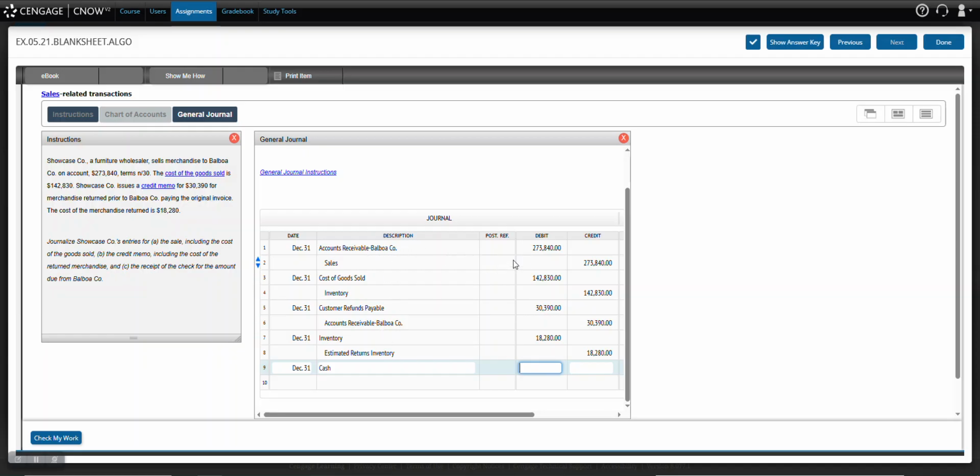So we see that accounts receivable increased here by $273,840, but then we've reduced it by that returned amount of $30,390. So we subtract the 2. One's a debit, one's a credit. We know opposites subtract. They owe us $243,450, and we can get rid of their outstanding accounts receivable of that $243,450.